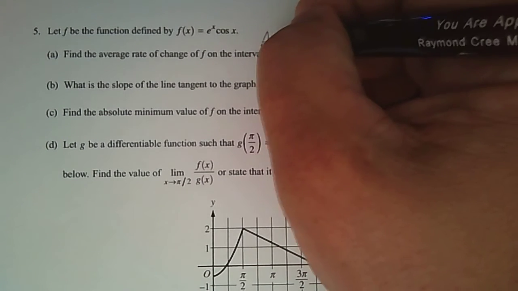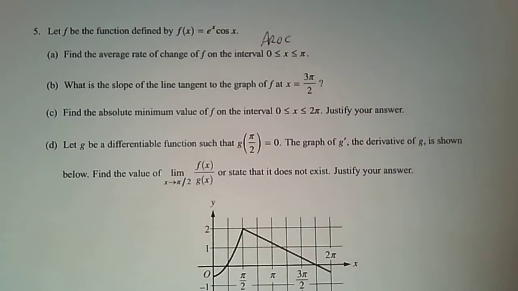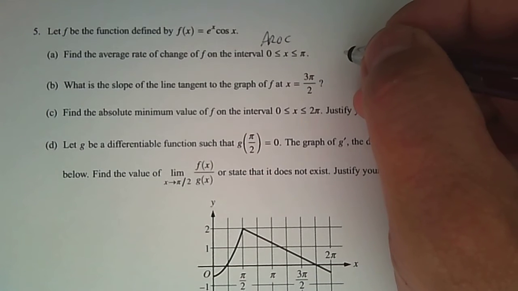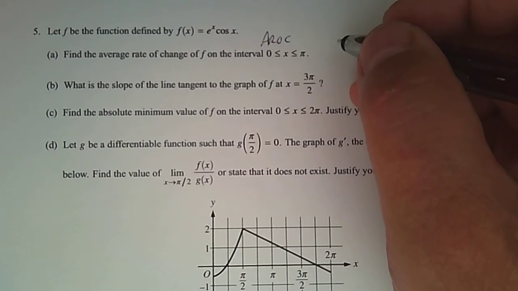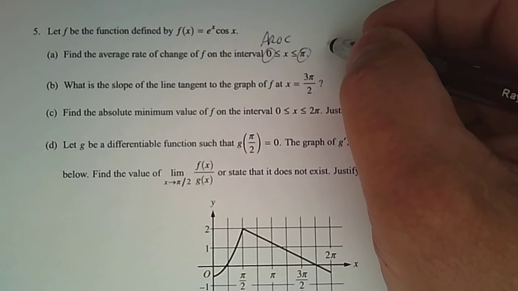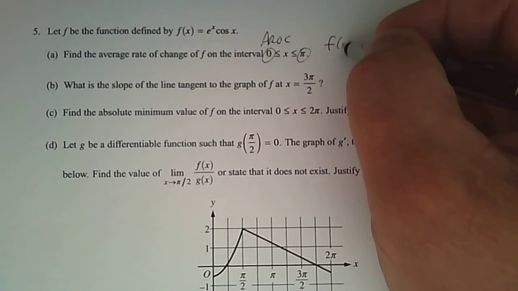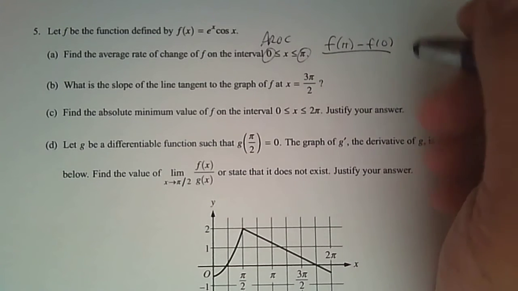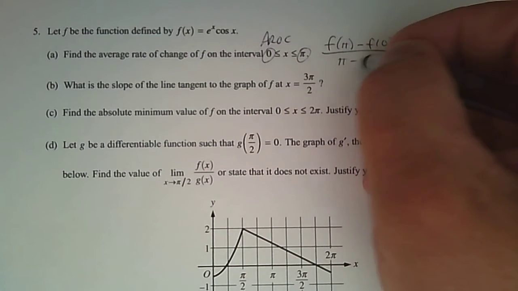So let's see if we can do that. There's enough room right here to answer that. To find the AROC, what I need to do is find the slope between 0 and pi. So the numerator will be f at pi, subtract f at 0. The denominator is going to be just pi subtract 0.